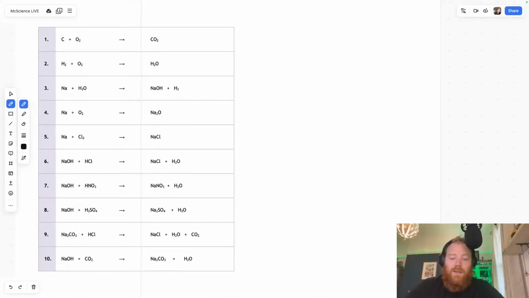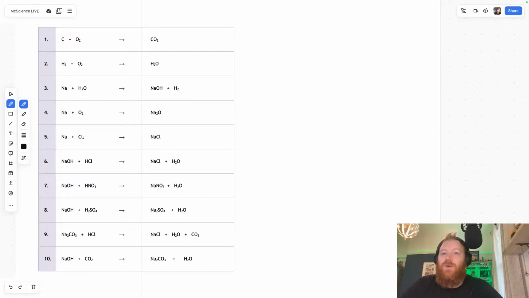Good scientific afternoon. Here today to support you with GCSE revision. And what we are focusing on today is our balancing of equations.